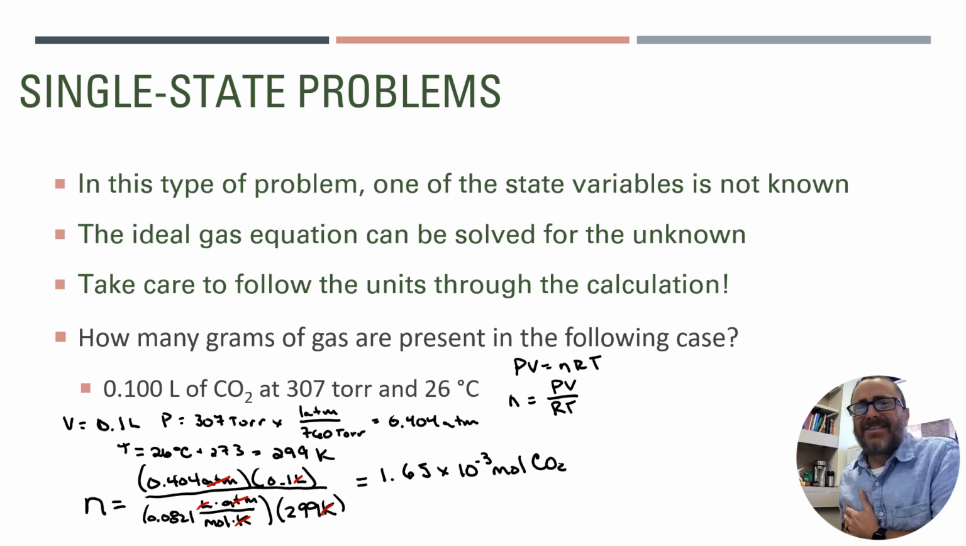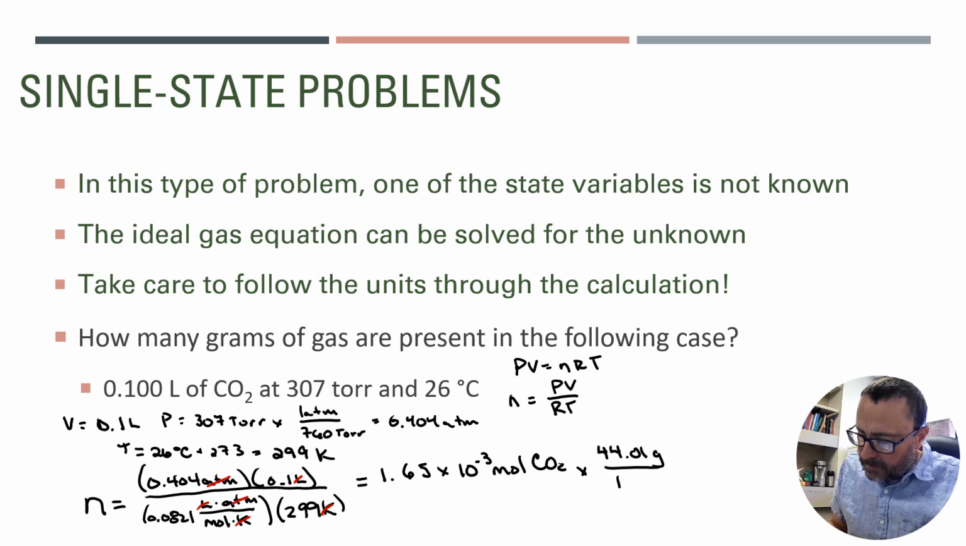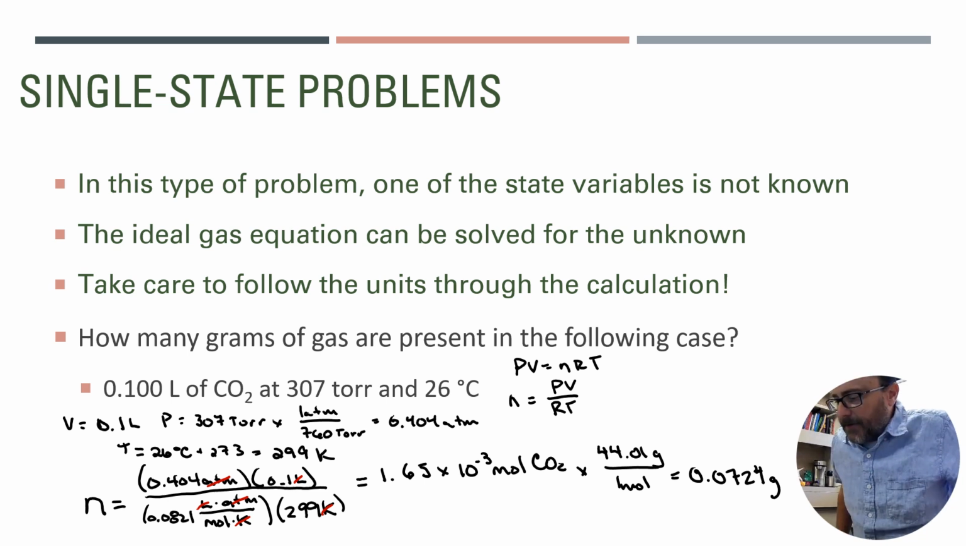All right, we've done most of the work here, but it asks us for the grams. So now what we're going to do is some stuff that we did earlier in the chapter, where we convert this into grams by using the molar mass. CO2 happens to weigh 44.01 grams per mole. So this ends up being 0.0724 grams of carbon dioxide. Okay, that's what we do for our single state problems, right? Whichever one we're missing, we solve for it.